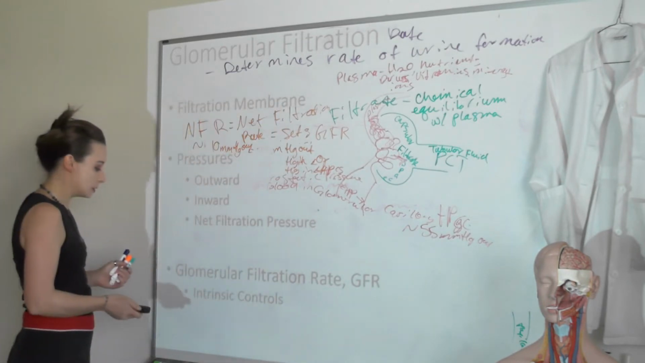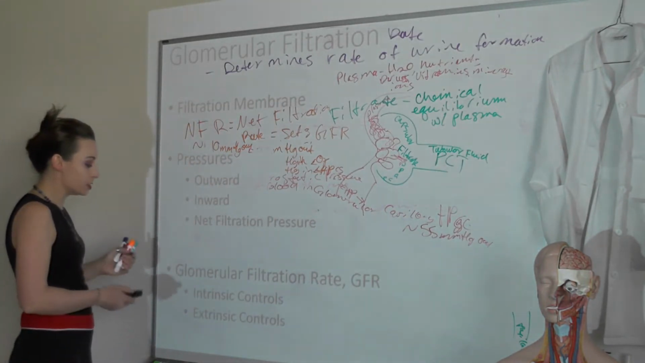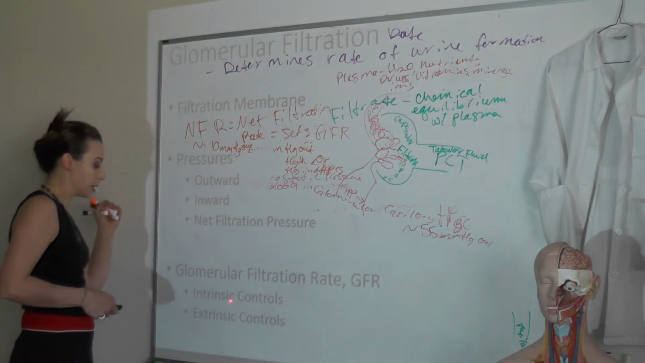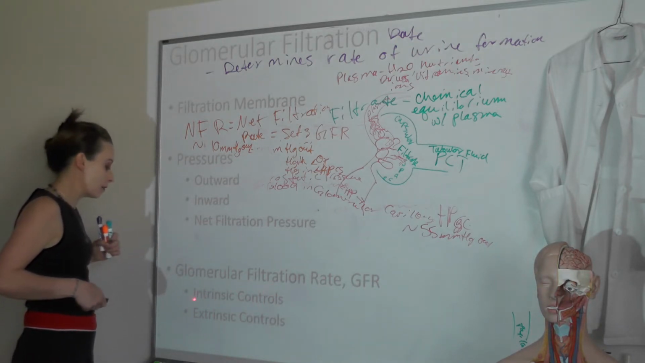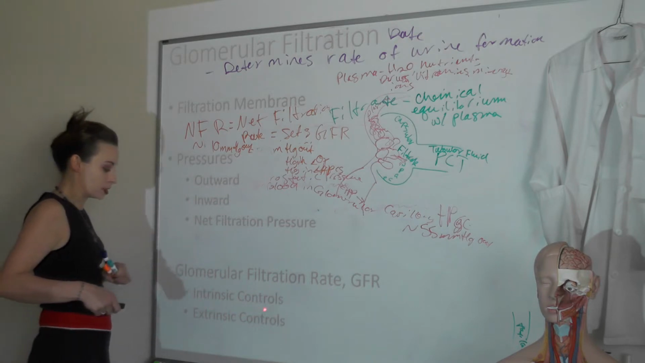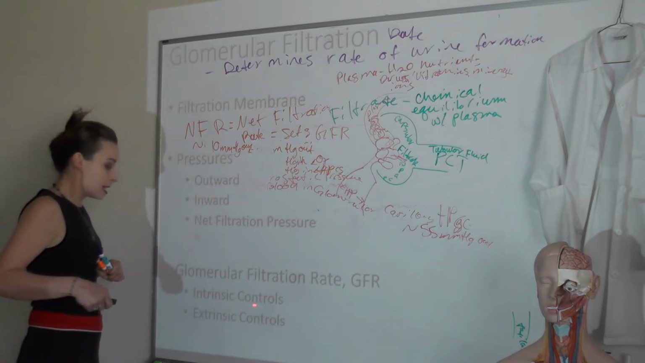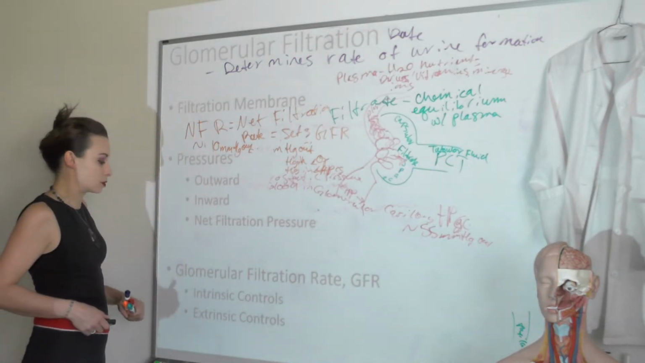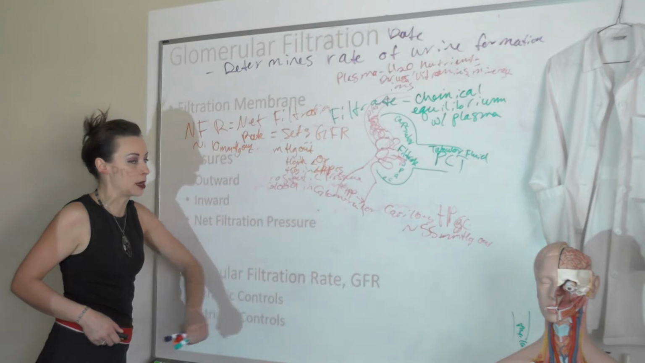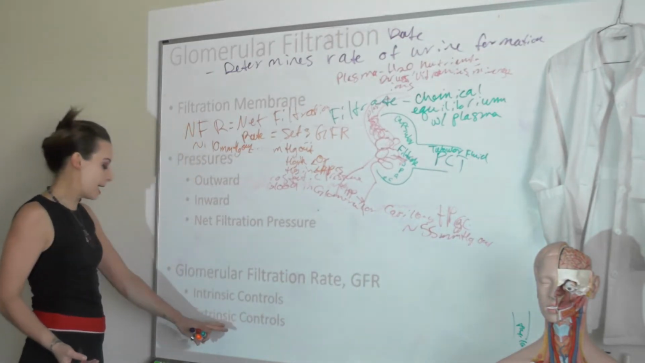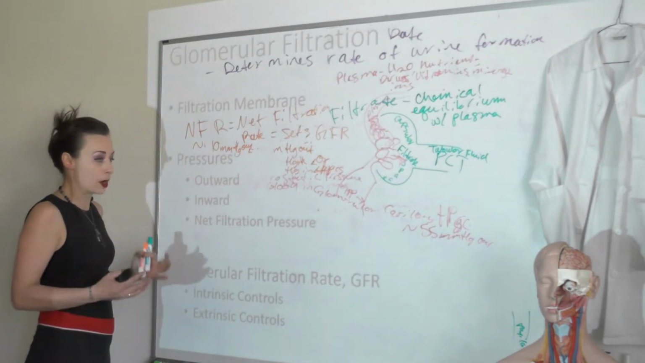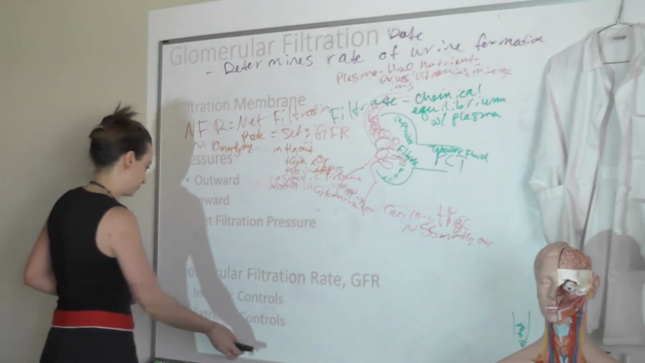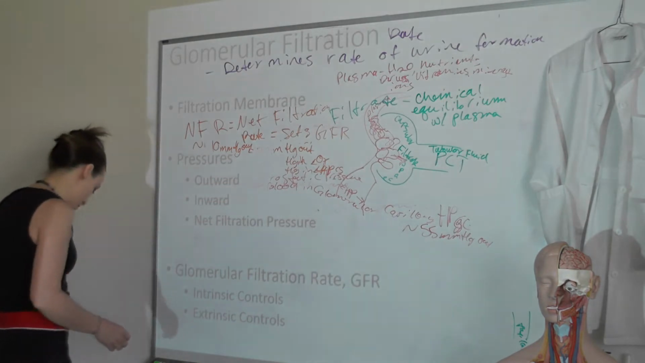So this is super, super important. We're going to look at the intrinsic controls that are going to help just to maintain urine production and urine volume. And then we're going to look at what we can do to glomerular filtration rate extrinsically to help to maintain systemic blood pressure. So intrinsic controls are going to keep glomerular filtration rate constant for urine production, and extrinsic controls are going to adjust glomerular filtration rate to maintain blood pressure. Okay, let's talk about all of that.